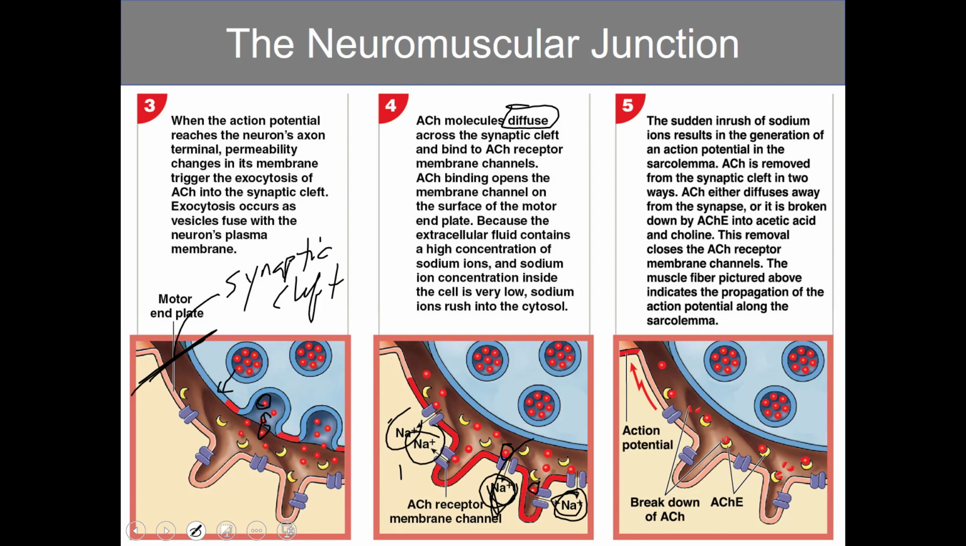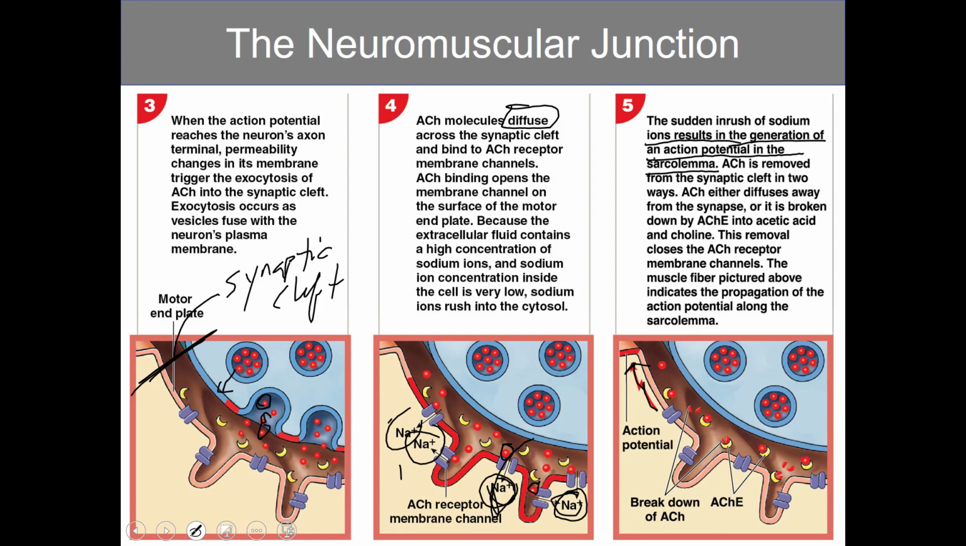So the sudden inrush of sodium ions results in the generation of an action potential in the sarcolemma of the skeletal muscle fiber. And we can see that that action potential is now shooting along the sarcolemma of the skeletal muscle fiber. It's going to be heading out in all directions. At that point, acetylcholine is removed.